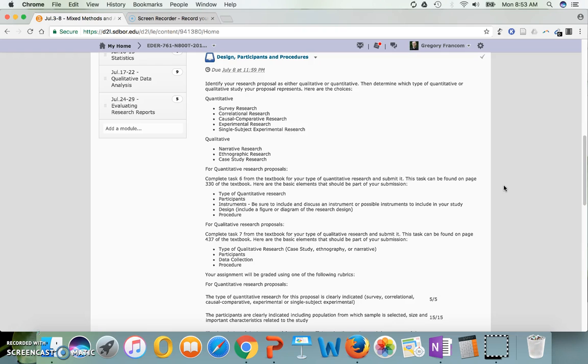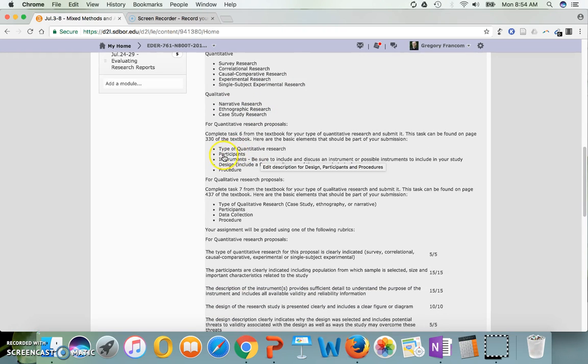Anyway, you're going to determine which type of quantitative or qualitative study your proposal represents, and you have to choose whether it's causal comparative, experimental, narrative, ethnographic, or case study. All those are your choices that you can choose from. And then you are going to tell me who are your actual participants. This should be an actual group of people that you could use for your study.